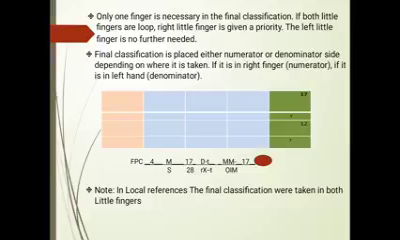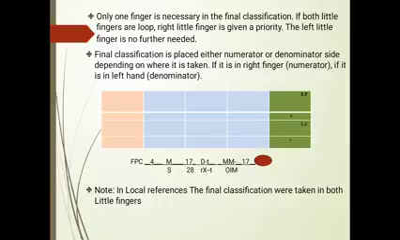Given on the table, the right little finger is a radial loop with a ridge count of 17. Then the left little finger is a radial loop with a ridge count of 12. If we are going to have our final classification, according to the rule, the right little finger is given priority. So our final classification will be 17.